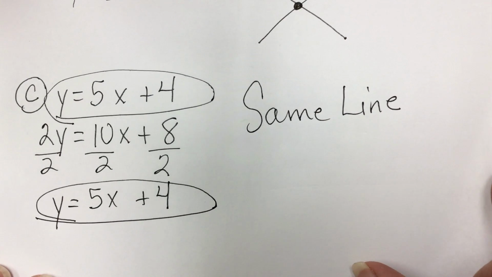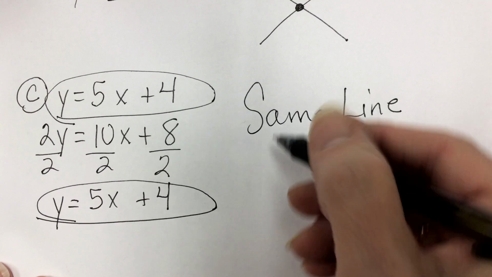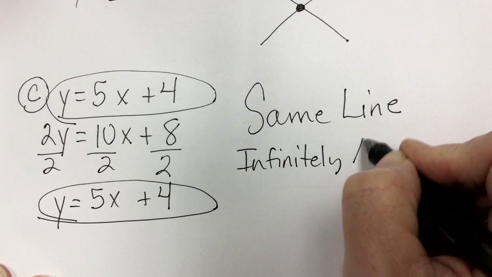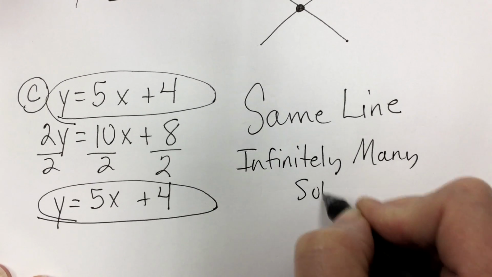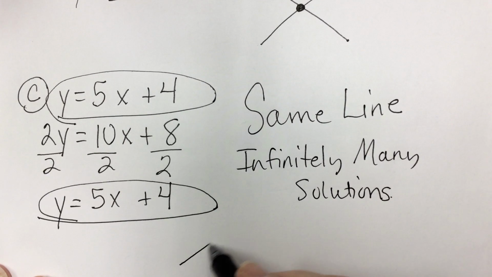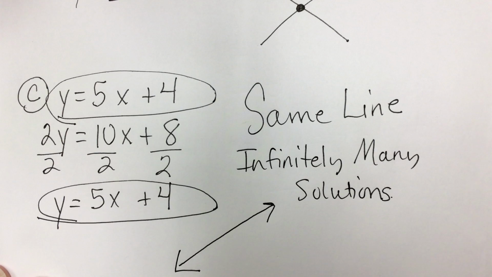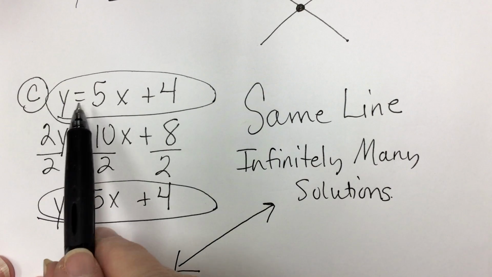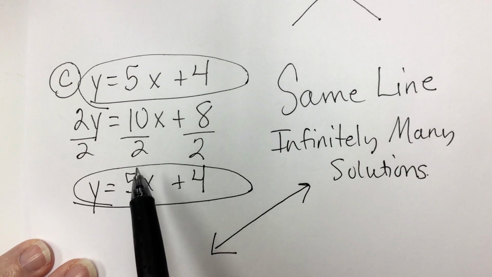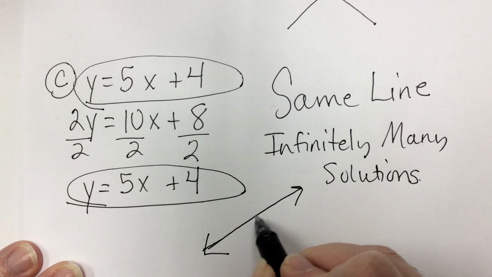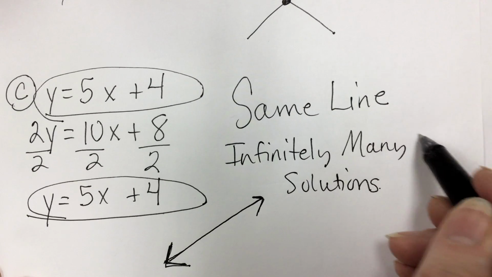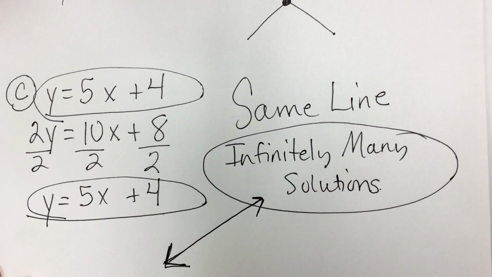So what would be the answer to this system of equations? It would be infinitely many solutions. These two lines would touch at every point along the entire line because they are the same line. If I graphed y equals 5x plus 4, that's the graph. Then if I graph this one, it's the same line, so I just graph it right on top of it. These two lines would intersect at every point. Therefore, your answer would be infinitely many solutions.